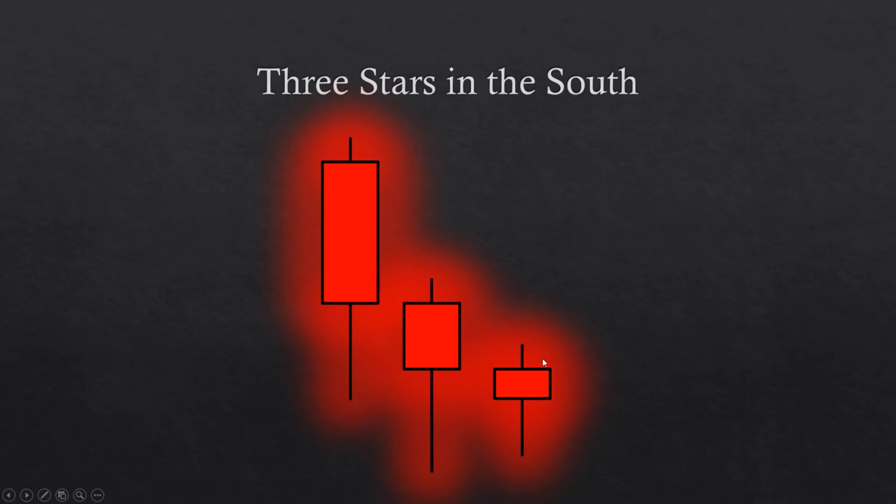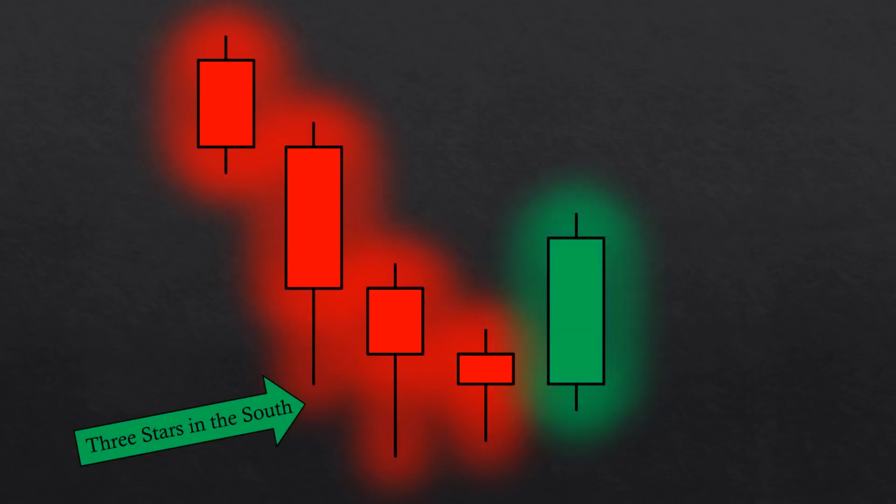tails. Notice that sometimes the third candle in the pattern can be in a harami position, which is when the candle is fully contained in the range of the previous candle. This increases the strength of the three stars in the south pattern because the harami is also a reversal pattern. The three stars in the south pattern appears when price is going down in order to signal a reversal to the upside.